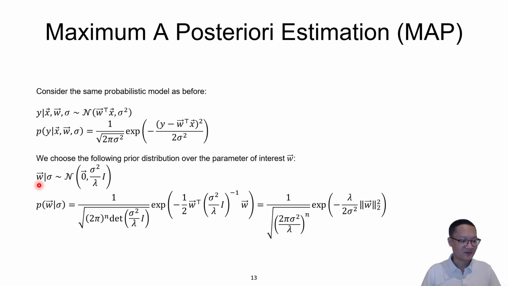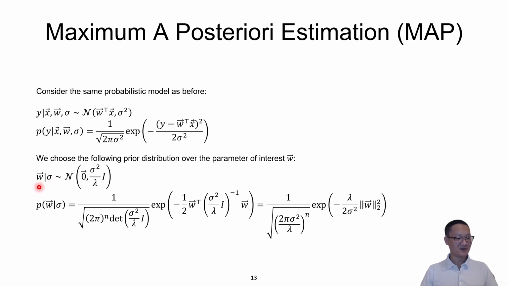So now we're going to view W as a random variable because it has some probability distribution. The distribution of W given sigma is going to be a Gaussian with zero mean and some diagonal covariance matrix. So this is sigma squared over lambda, where lambda is just some number. We'll see what it is later. And then times the identity matrix. The idea is that with the zero mean prior distribution over W, we're capturing our intuition that smaller values of W, i.e. the W's that are closer to the origin, are going to be more likely. Okay, so now that we have chosen a distribution for W, we can write down the PDF.